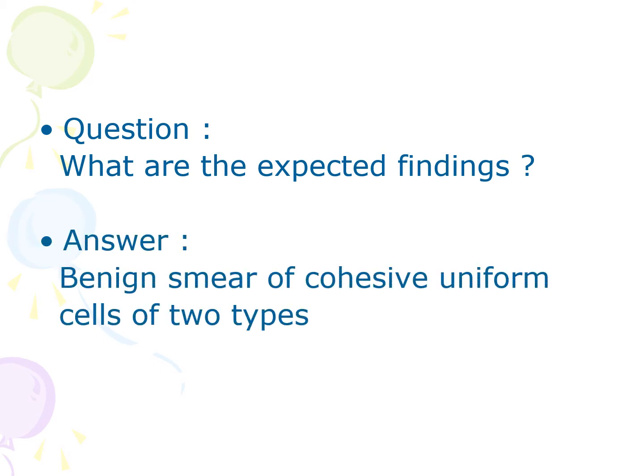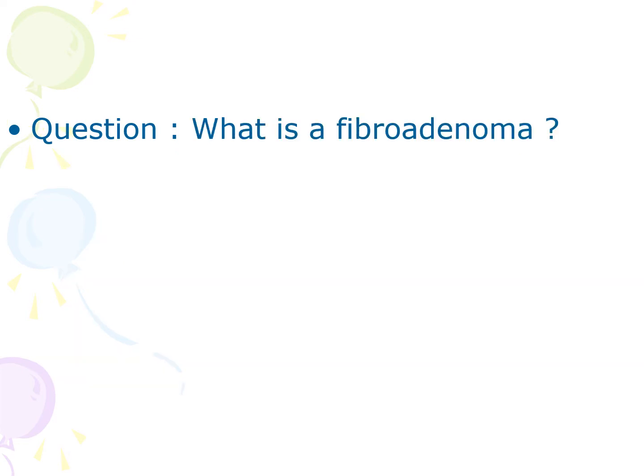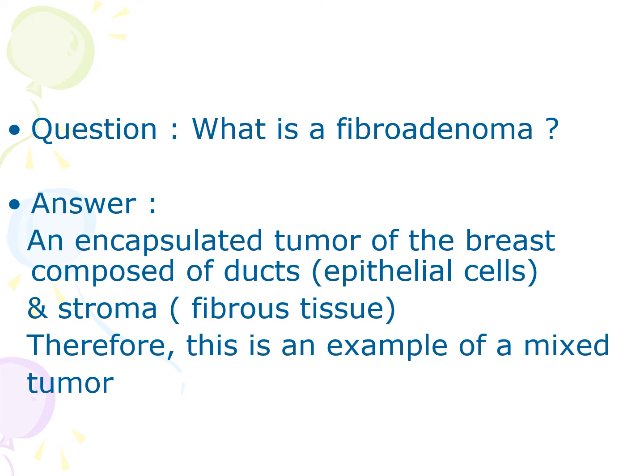It's a biphasic tumor composed of fibroblastic stroma and epithelium-lined glands. Fibroadenoma typically appears in young women as solid discrete mobile mass. It enlarges slowly over time and regresses after menopause. Fibroadenoma is a biphasic tumor, therefore it's an example of a mixed tumor.